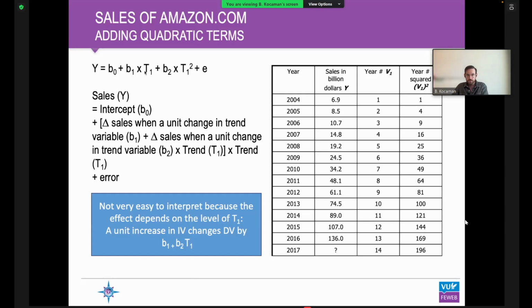Okay, so a unit change in the trend will mean that you increase the trend by 1, but it also means that you change the trend squared, by beta 2 times the trend. Again, not super easy to interpret, because you cannot talk about the 1 unit increase in the IV and how it changes the DV without talking about the level of the trend variable.